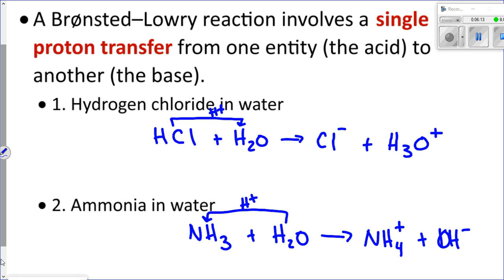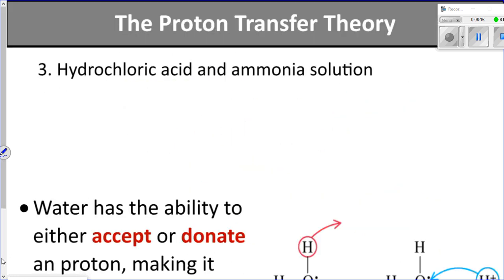I don't know if there's another one on this page. Oh, hydrochloric acid and ammonia solution. I think we'll get to a more complex example like this later. I don't want to do this just yet.